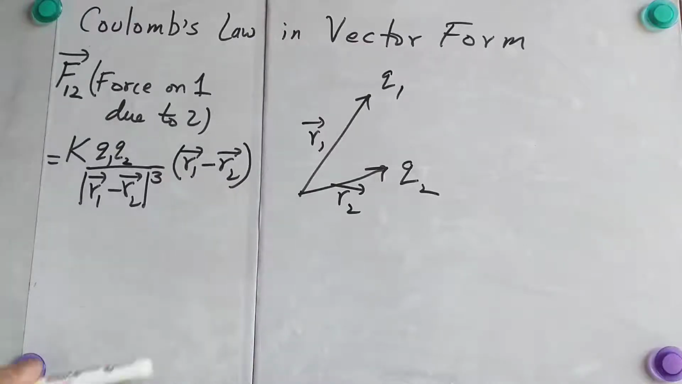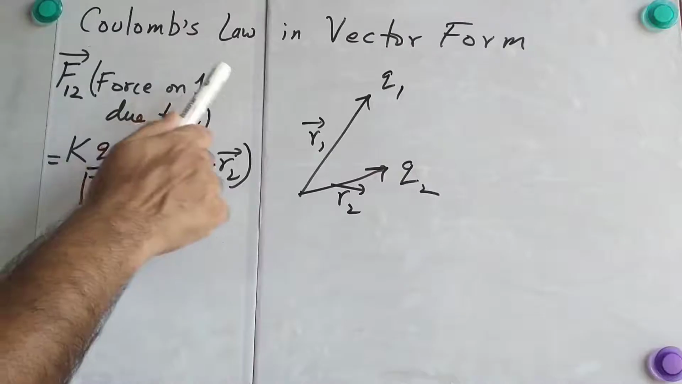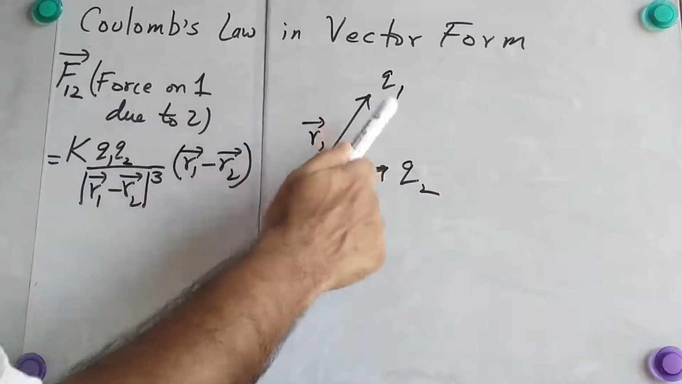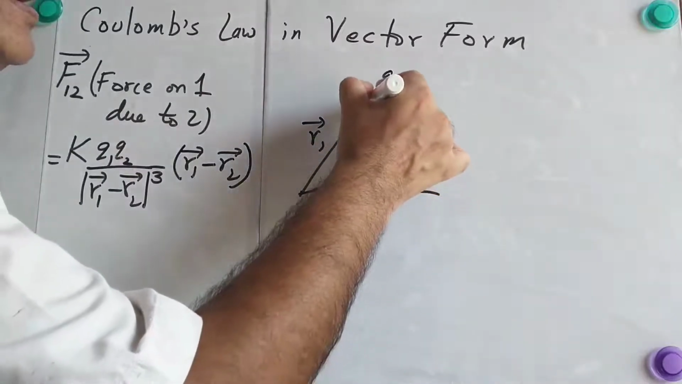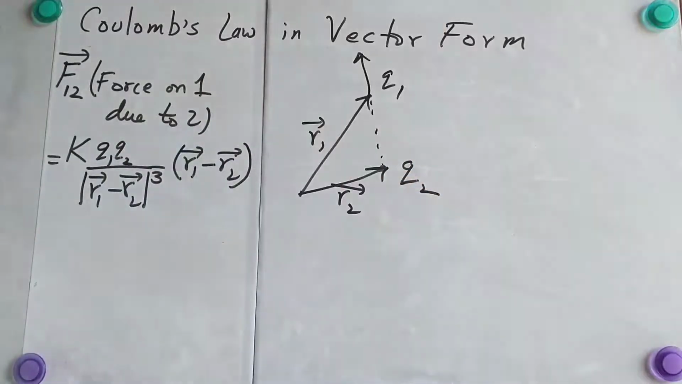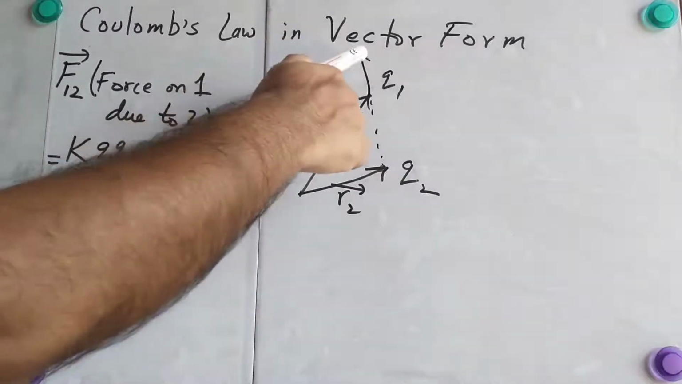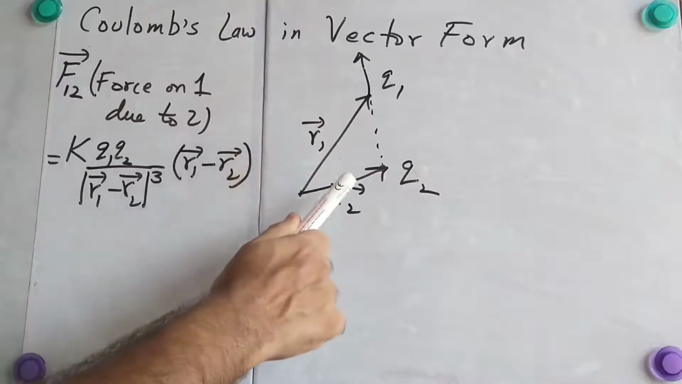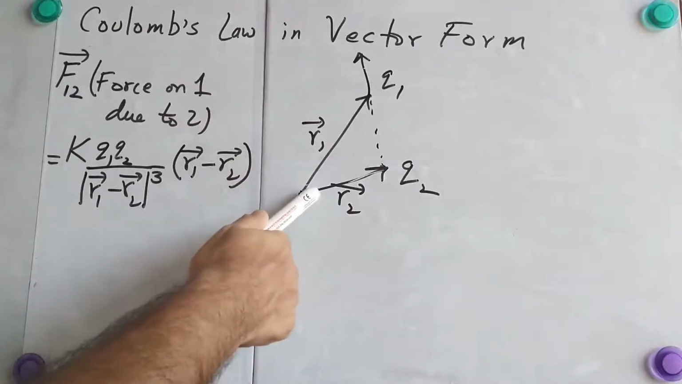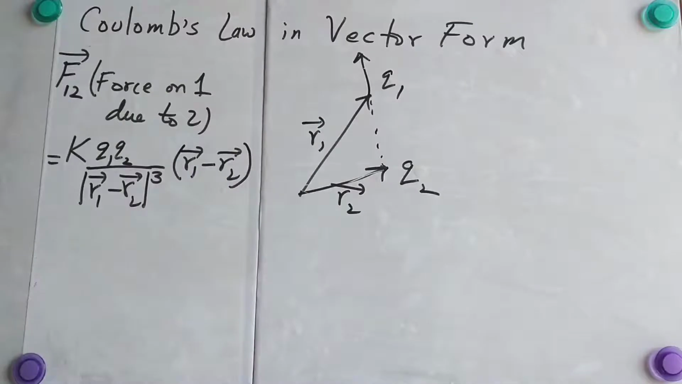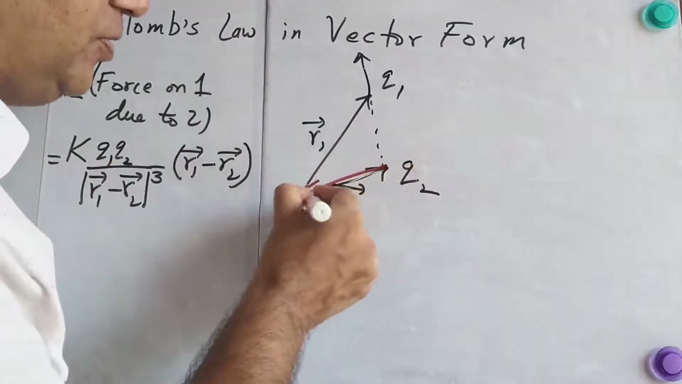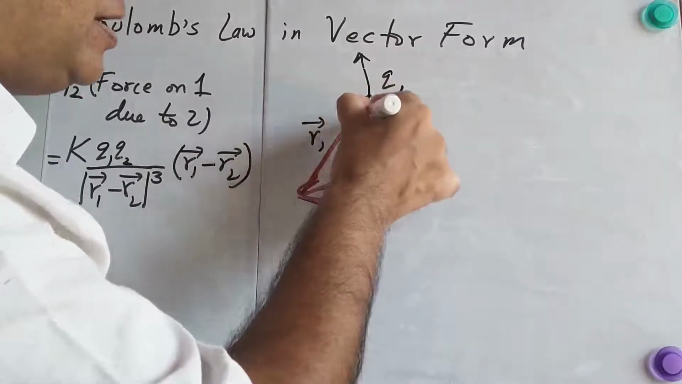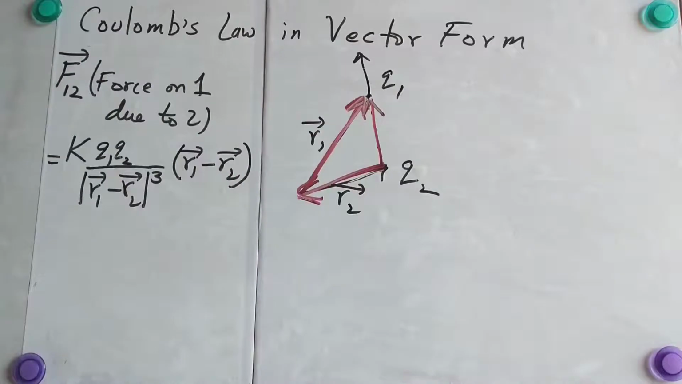Okay, so force on 1 due to 2. Suppose both are plus charge, the force will be in that direction. So the unit vector in that direction will be equal to R1 vector minus R2 vector, because minus R2 will be like this, and this is minus R2, this is R1. So minus R2 plus R1 is this vector that gives the direction of the force.